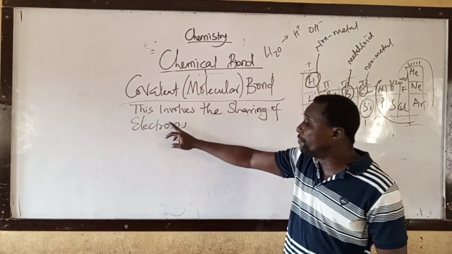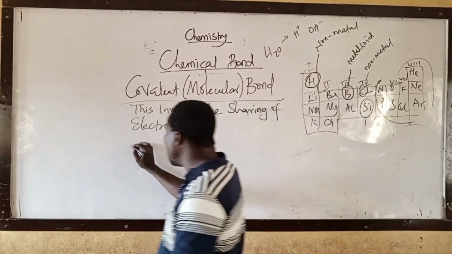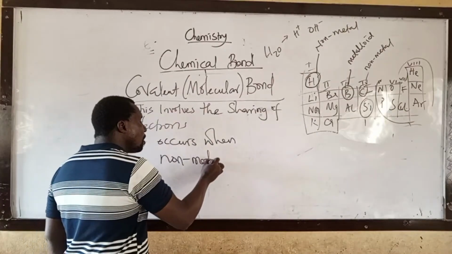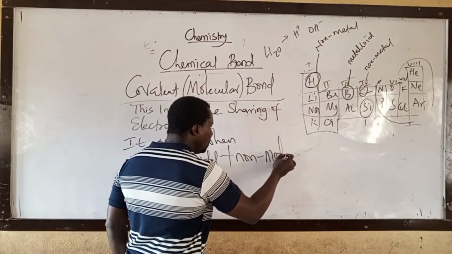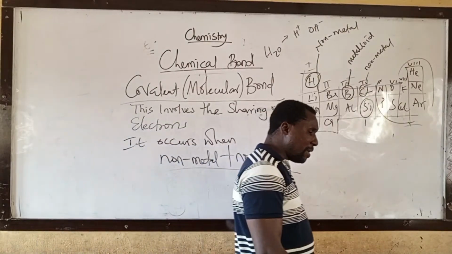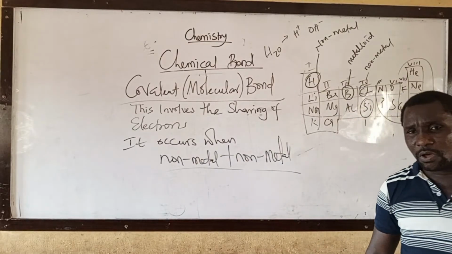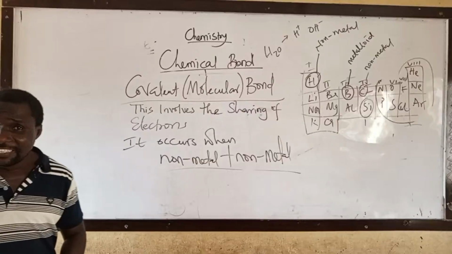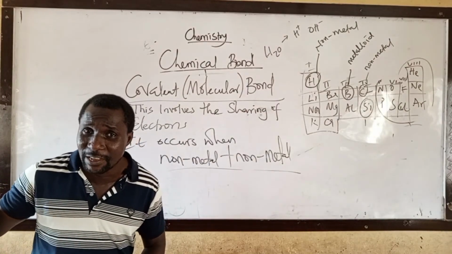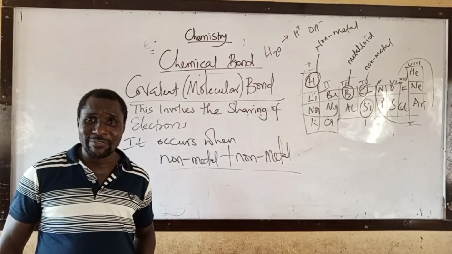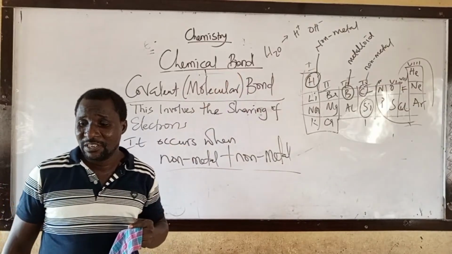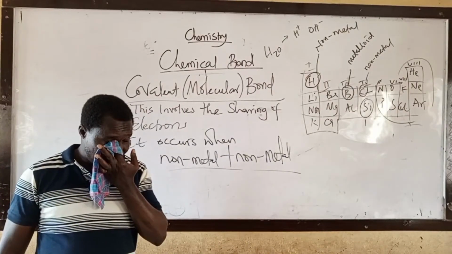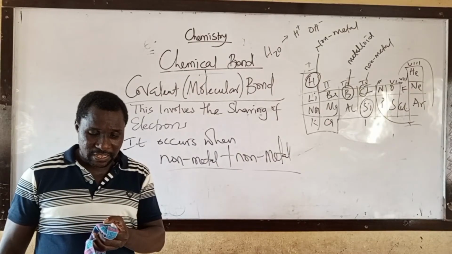That's why covalent bond involves sharing of electrons. It occurs when non-metals combine with non-metals. In this one, you will learn so many things, but you won't learn it all now, you will learn it in A level. Covalent bond at A level is even harder than ionic bond. Under covalent bond at A level, you will do so many things. That is what they call chemistry.